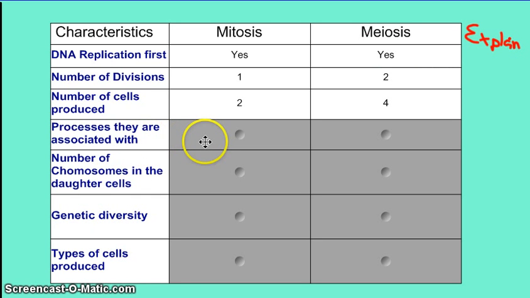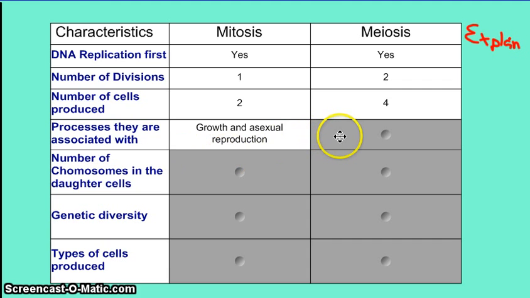The processes they are associated with. Mitosis is associated with growth and asexual reproduction because it keeps the same number of chromosomes as the original cell. So growth, because this can happen in the body of a multicellular organism like yourself. Your cells can replicate and still maintain their chromosome number.